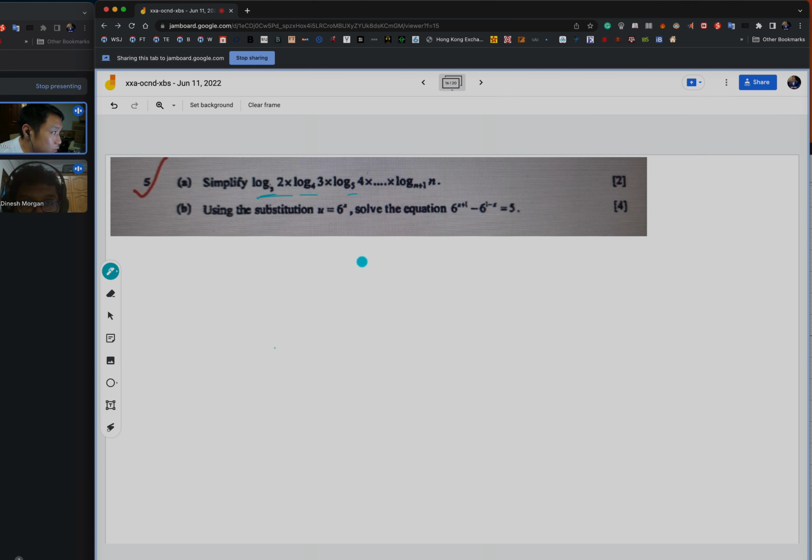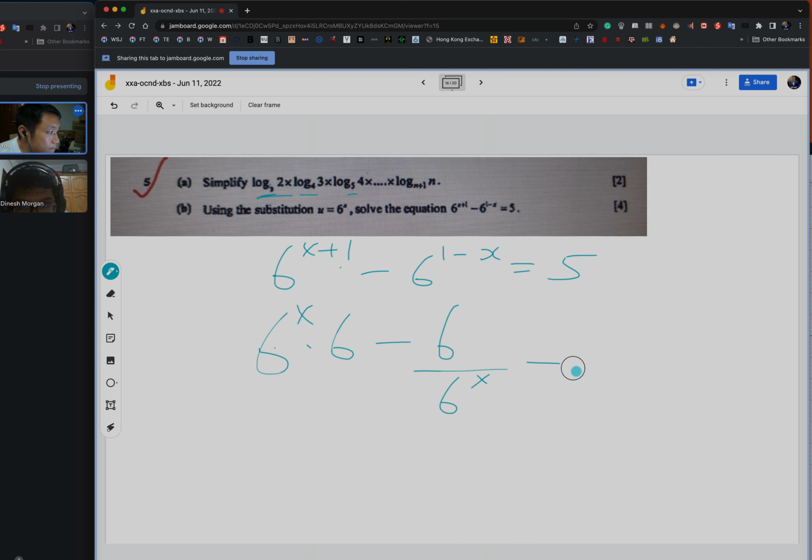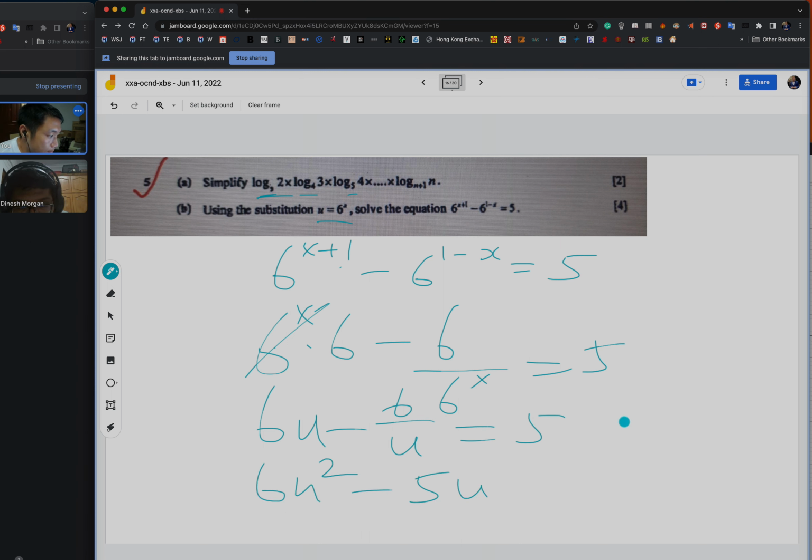Okay, then for this, 6 to the x plus 1 is, you can see it as 6 to the x plus 1 minus x, right? So it's times 6, right? They say let u, right? So this is u, 6u minus 6 over u, 5, quadratic. Right? Can you use your calculator? Because I don't want to use my brain anymore. Can you get the good numbers out of this?